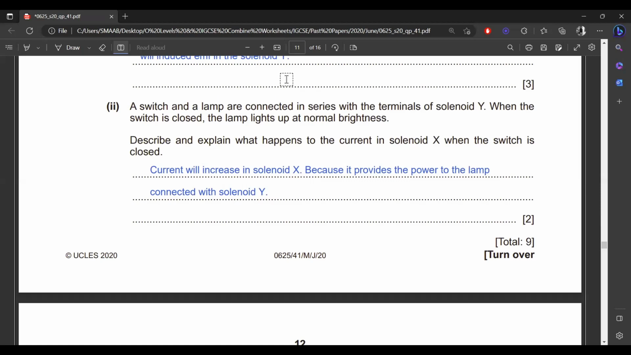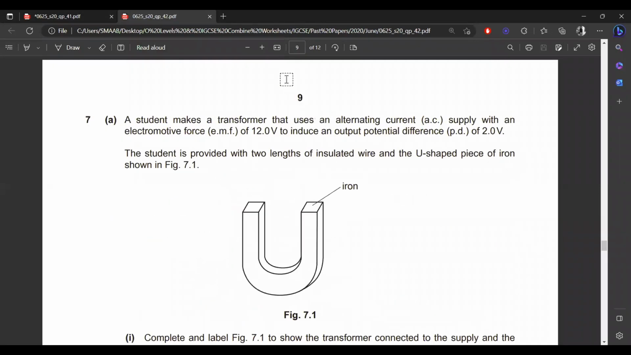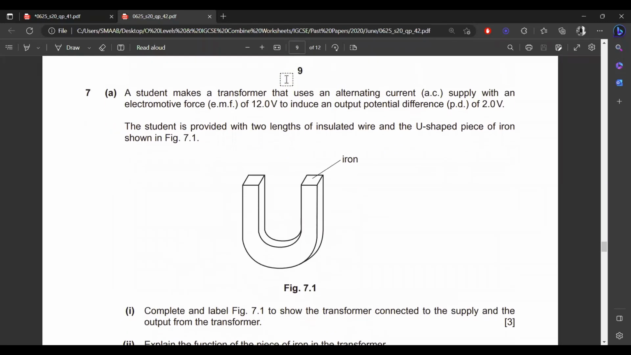Let's try the second one. This is variant 2, May June. Let's see. Okay, question number 7. Sir, how do we calculate the number of packs in the power supply?